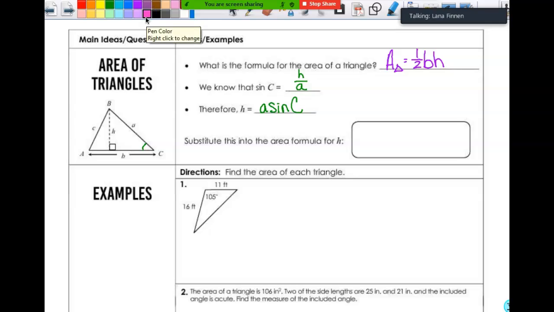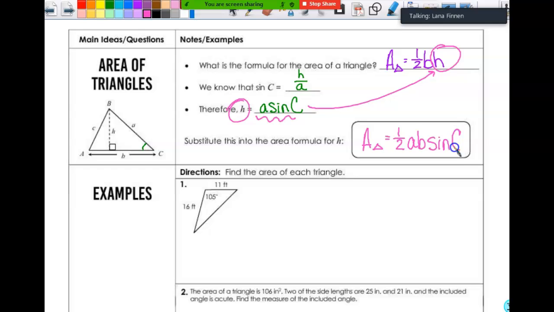Okay, so now we're going to substitute. Well, I've solved for h, and I have an h right here. So basically, I'm just going to take this and substitute it in there. So that would give me 1/2 times b times a times the sine of C. But when I write it down, I'm going to flip a and b just because we usually write things down alphabetically in formulas. So what this looks like now is area of the triangle equals 1/2 times a times b times the sine of C. And you don't have to know the height at all.